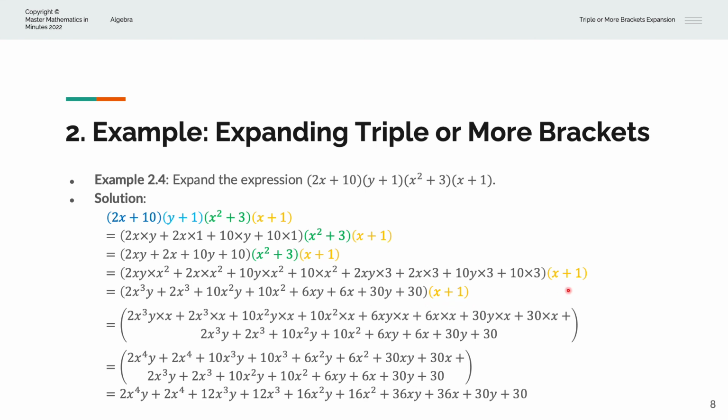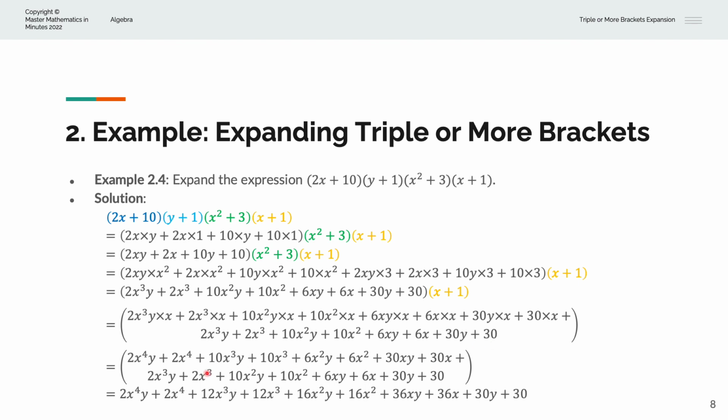And we'll copy x plus 1 down. So multiply each of the terms of the first bracket by x. That gives us the first line. And we'll multiply each of the terms in the first bracket again by 1, and that gives us the second line. So consider the first two terms. 2x cubed y multiplied by x is this term. 2x cubed multiplied by x is this term, and so on. And we'll consider the final two terms, where we multiply by 1, with 30y multiplied by 1, that's 30y, and 30 multiplied by 1, it's 30.